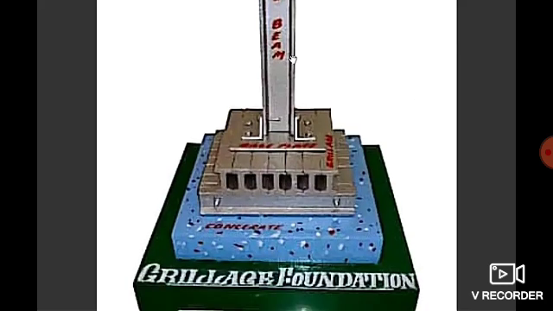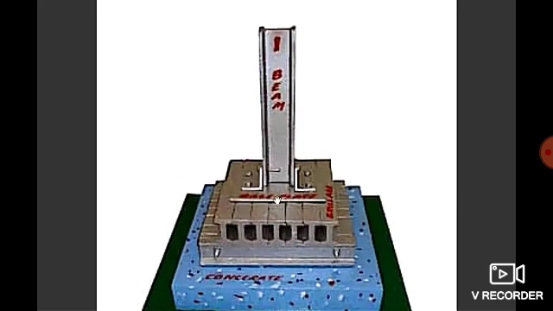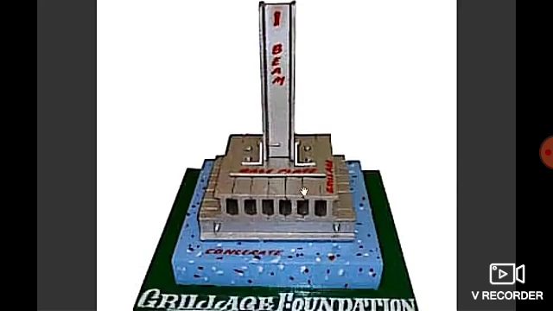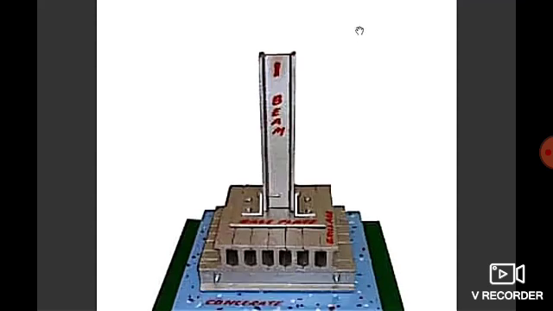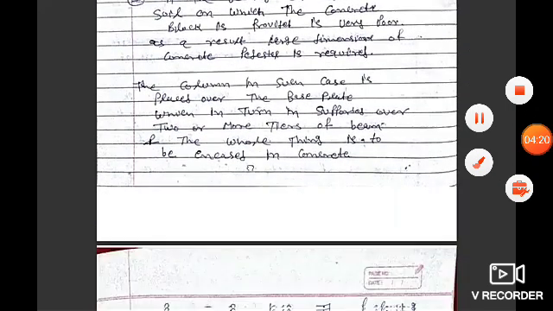And this is one more picture of the grillage foundation. This is the column, and these are the tiers of beams. One more thing you have to keep in mind: the beams are kept unpainted, because if paint is applied, then when the concrete is applied the bonding will not be good. So they are kept unpainted. This is the grillage foundation.